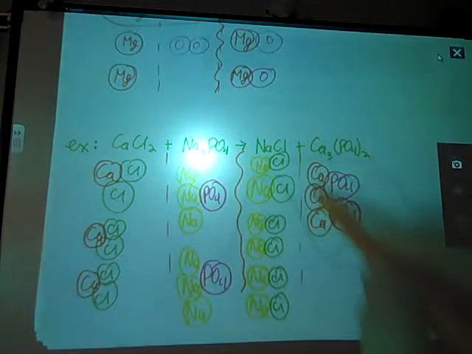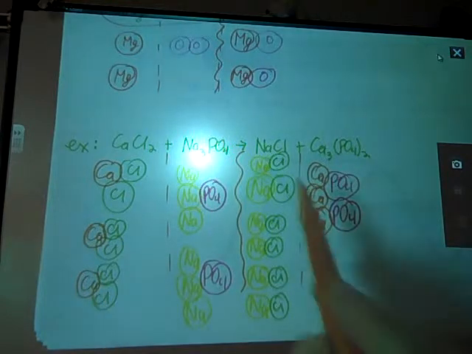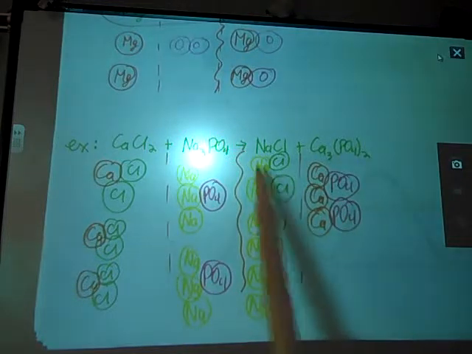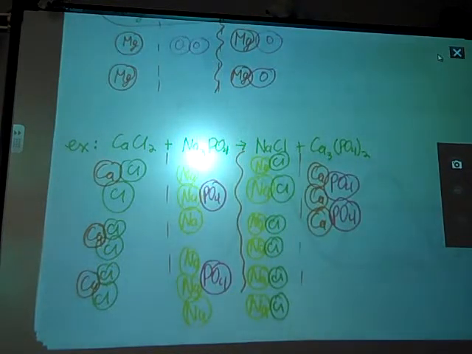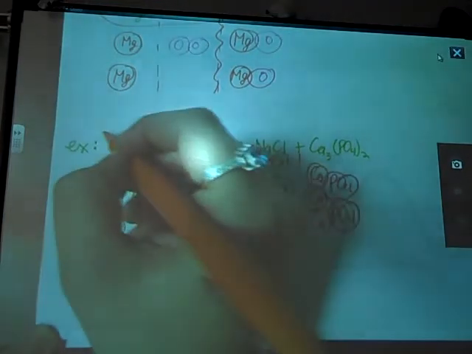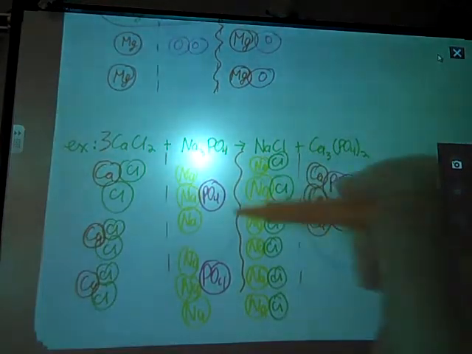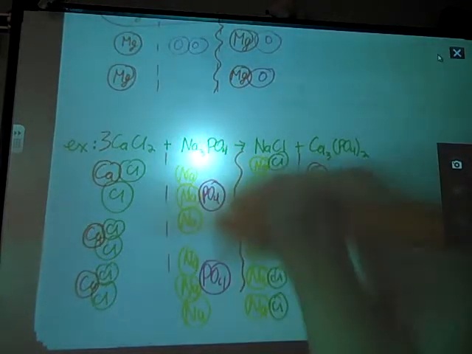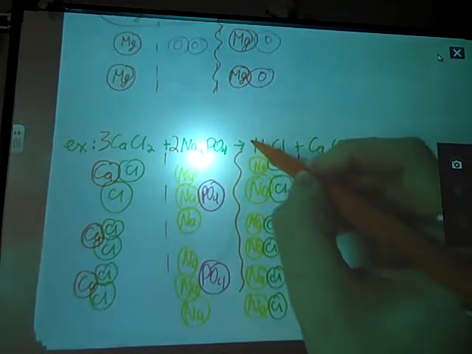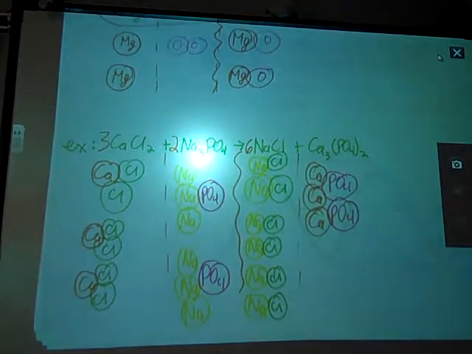Now let's check. 3 calciums, 3 calciums, 2, 4, 6 chlorines, 2, 4, 6 chlorines, 3, 6 sodiums, 1, 2, 3, 4, 5, 6 sodiums, 2 phosphates, huzzah! Now let's add our coefficients. Here's 1 calcium chloride, 2 calcium chloride, 3 calcium chloride, 1 sodium phosphate, 2 sodium phosphate, 1, 2, 3, 4, 5, 6 sodium chloride, and 1 lonely calcium phosphate. Huzzah! Alright.